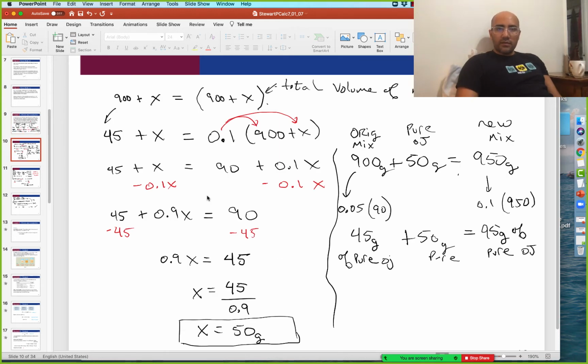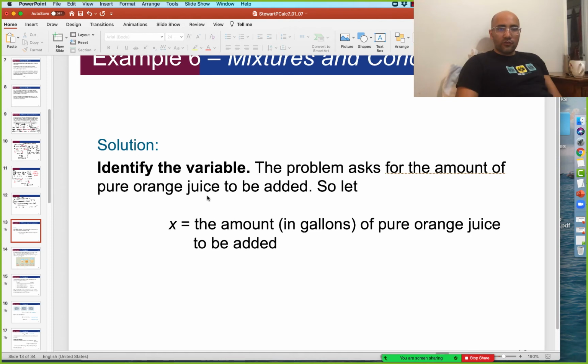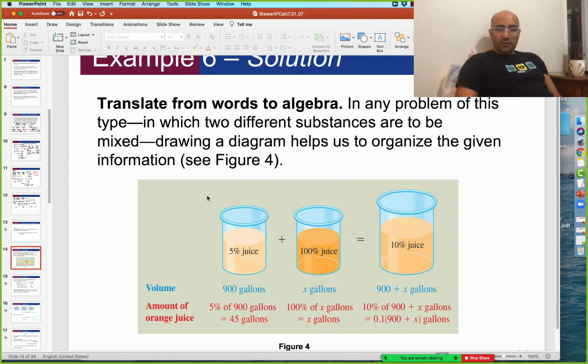Well, actually, let's see what the author did. So there's different ways to organize the information. So going back to the original version of this, here's some nice graphics for this. We had 5% orange juice in the original mixture. It was 900 gallons. Then we were adding 100% orange juice, X gallons of that amount. Together they combined to give you 900 plus X gallons. And we wanted it to be 10% orange juice.